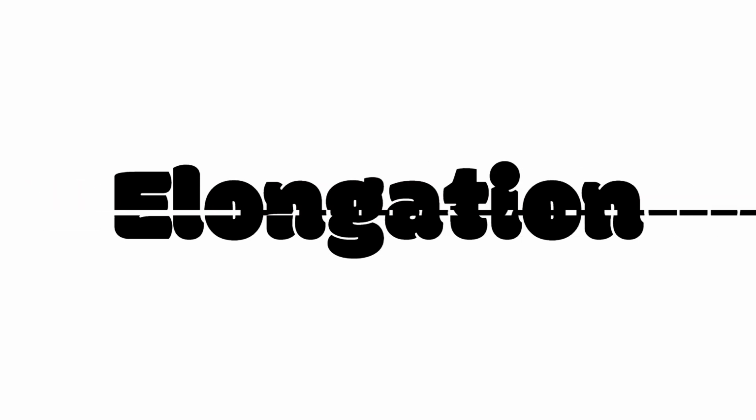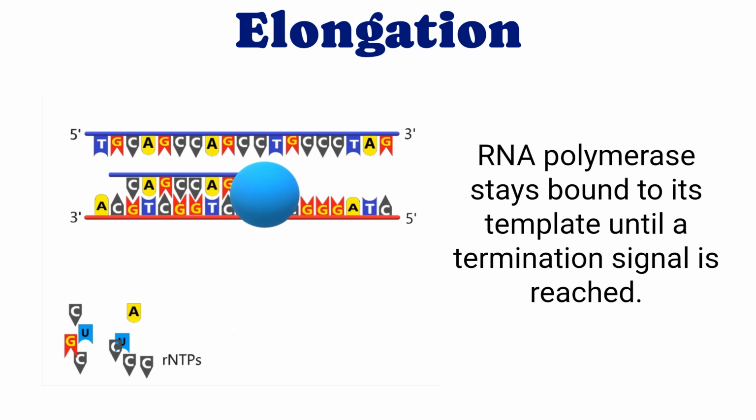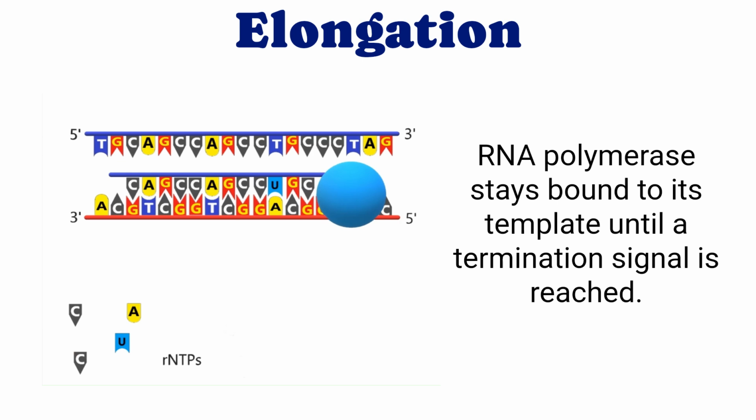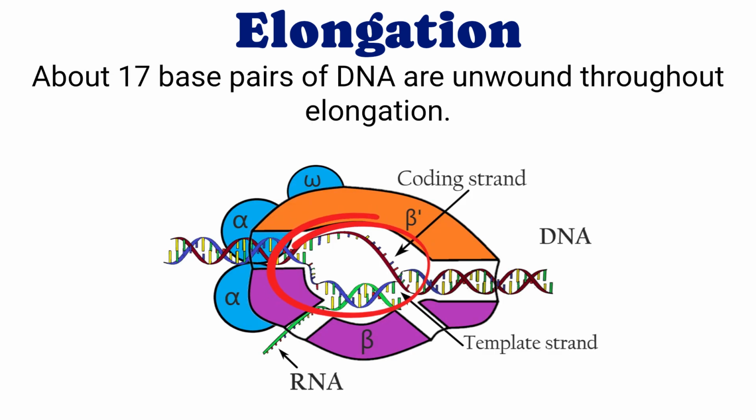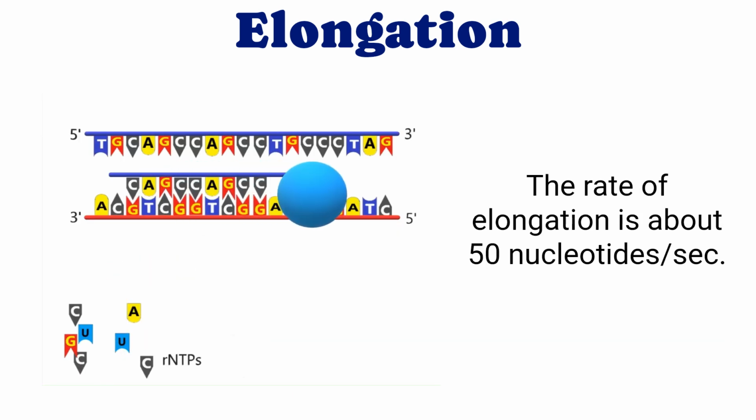The elongation phase begins after the formation of the first phosphodiester bond. RNA polymerase stays bound to its template until the termination signal is reached. About 70 base pairs of DNA are unwound throughout the elongation phase. The rate of elongation is about 50 nucleotides per second.